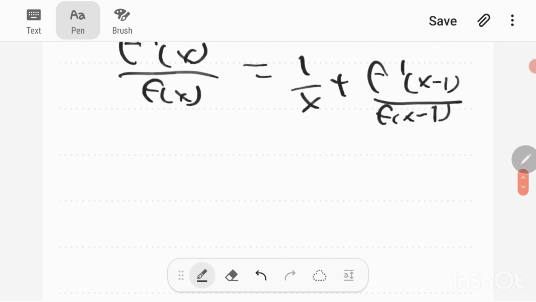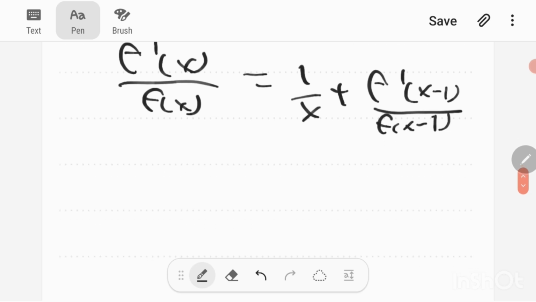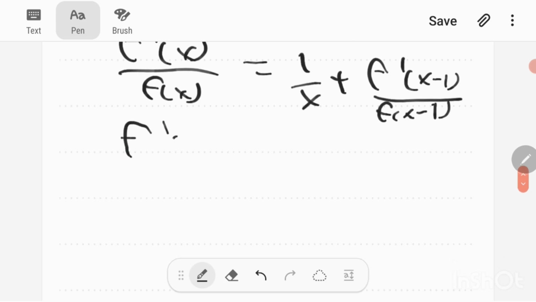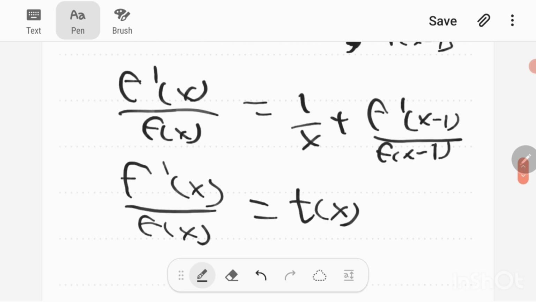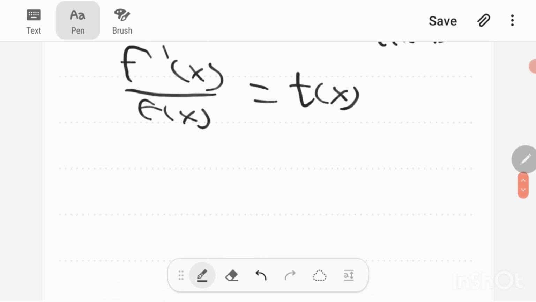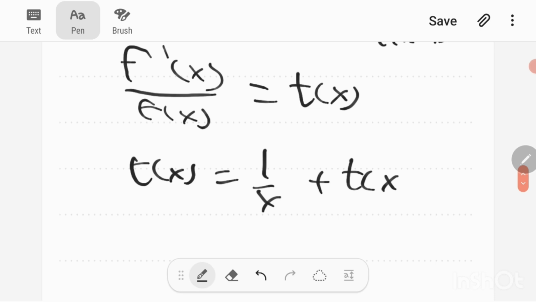Now this is very interesting. If we make another substitution here for f prime of x divided by f of x, and we denote that to be t of x, the recursion becomes something really interesting. It becomes t of x equals 1 over x plus t of x minus 1.